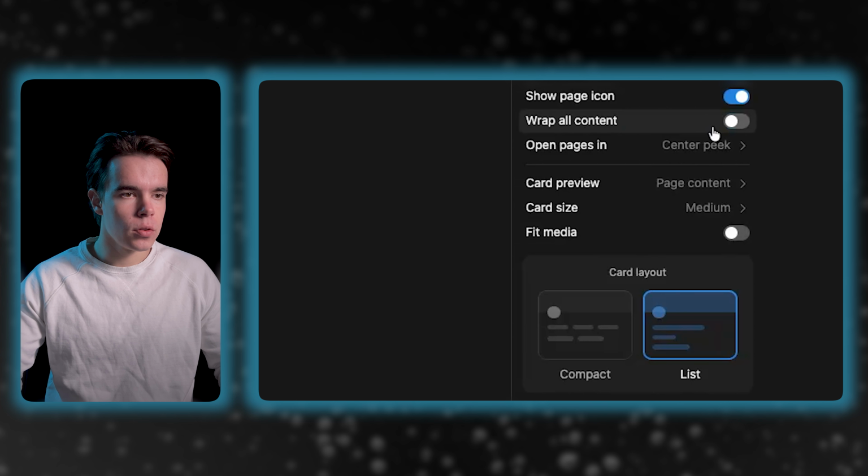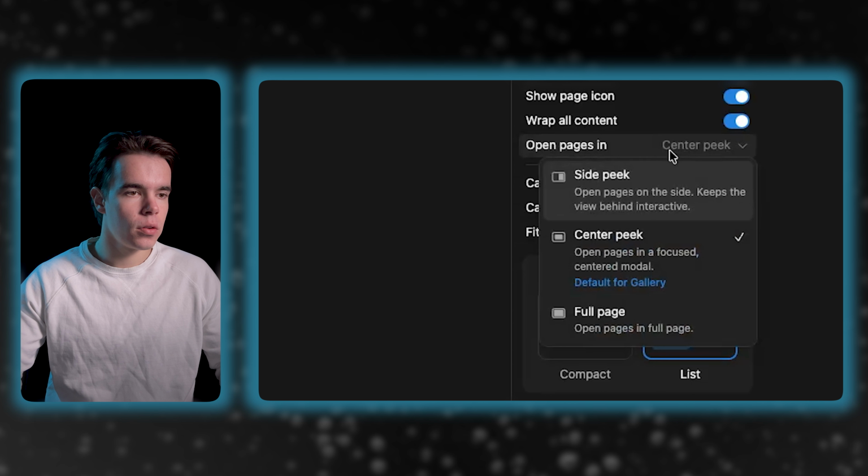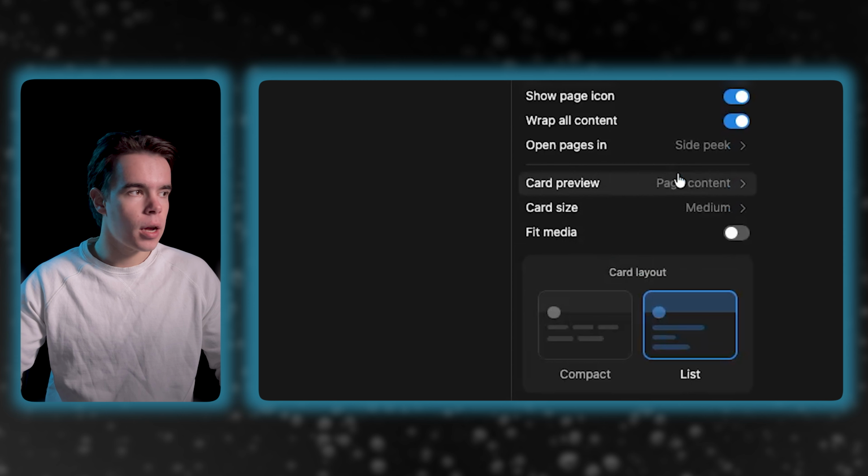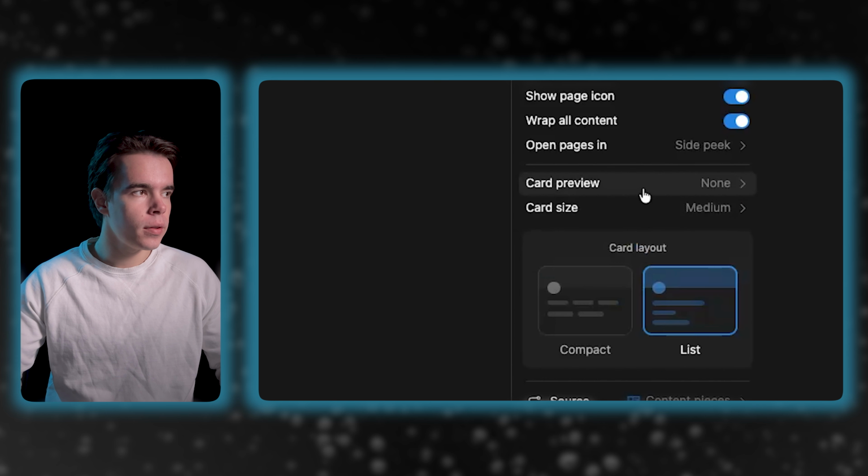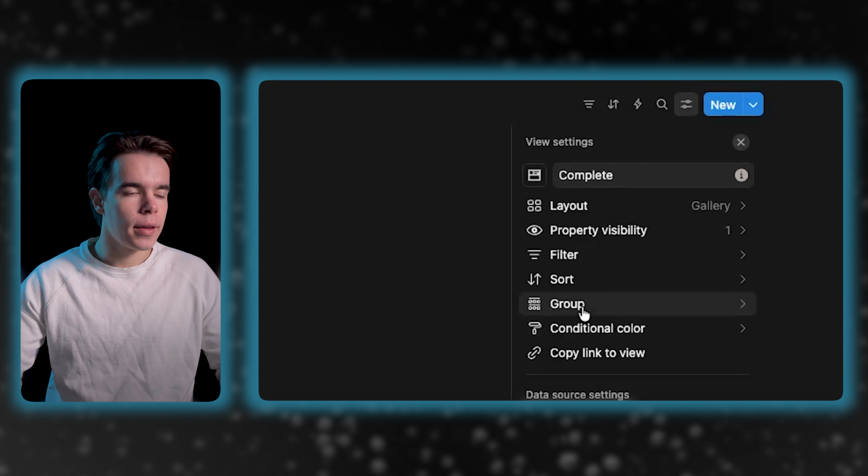Now here we want to wrap all content. We want to change the opening pages to side peek, card preview. We don't want a card preview. Then card size medium is fine. And again, here we later will change this to compact. But for now, let's click on Done, and we want to add a grouping.